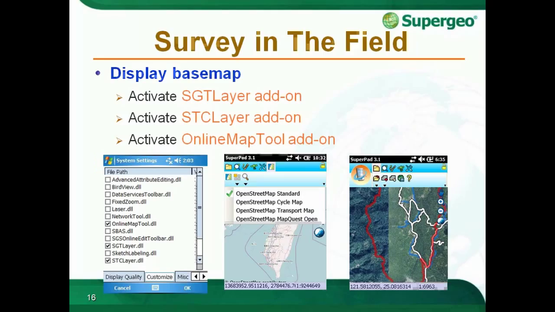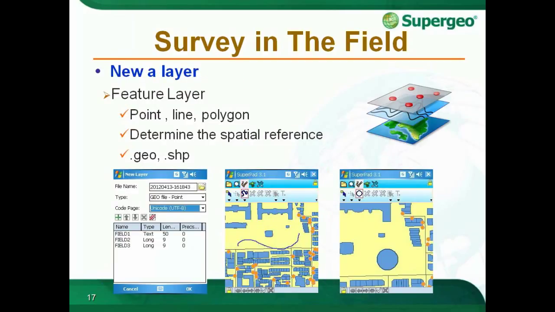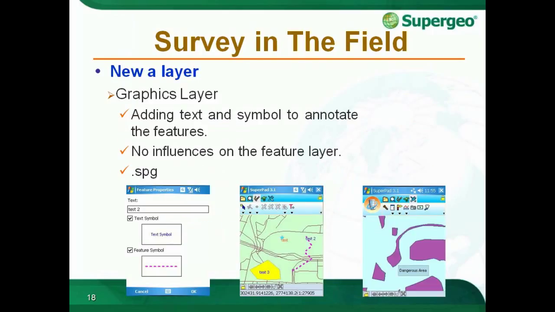Survey in the field. You can add base map in SuperPad. SuperPad supports adding the STC and SGD files. And also, you can use the Online Map Tool add-on to add OpenStreetMap as your base map. You can create point, line, and polygon layers in SuperPad and determine the spatial reference. The file format is a geo or a shape file. And you can create a graphic layer to annotate the layer with the text and feature symbols. It clearly marks the location, but won't influence or damage the original data of the layer.